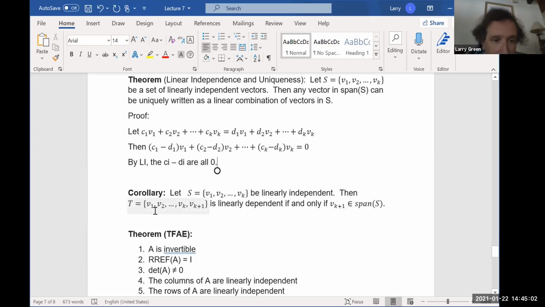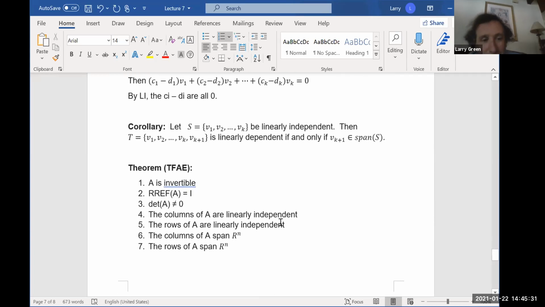Okay, so a big corollary is that if S is linearly independent, then T equals V1, V2 through VK, comma VK plus 1 is linearly dependent if and only if VK plus 1 is in the span of S. And that comes right from the theorem. Any questions on that? Any questions?